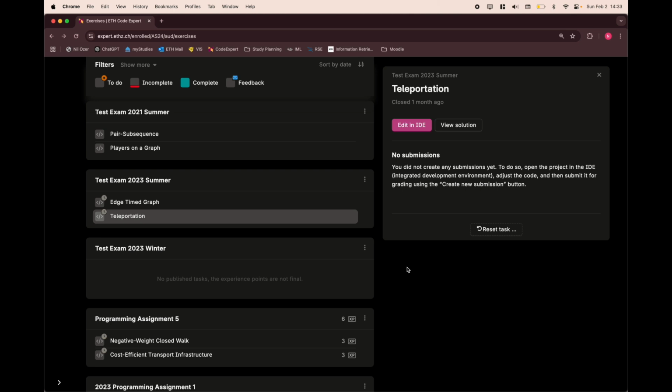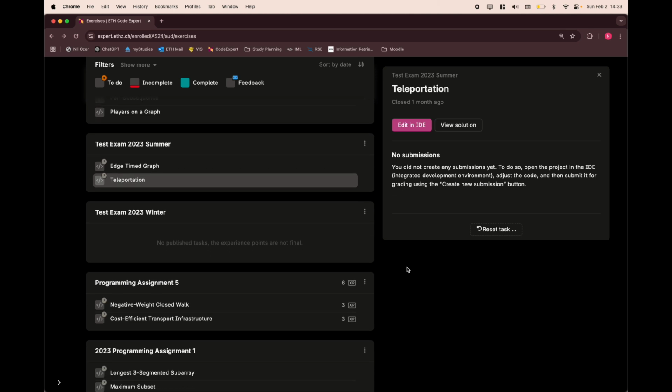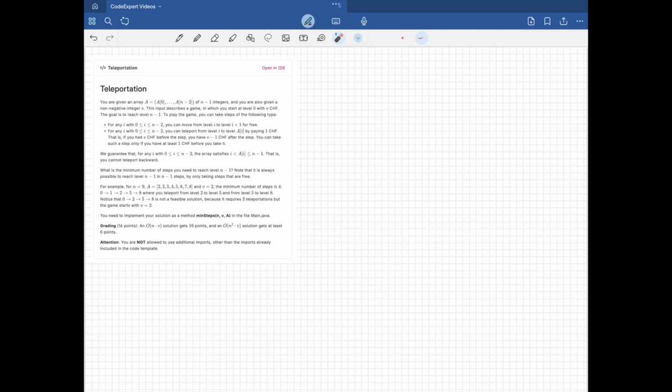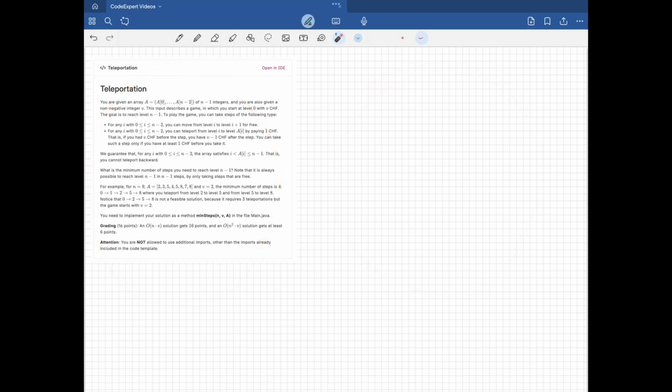It's called Teleportation. You can find it under Test Exam 2023 Summer on CodeExpert. Let's start by reading the question together. As before, on the left-hand side I have the question and the right-hand side I will use for the notes that I would make in an exam.